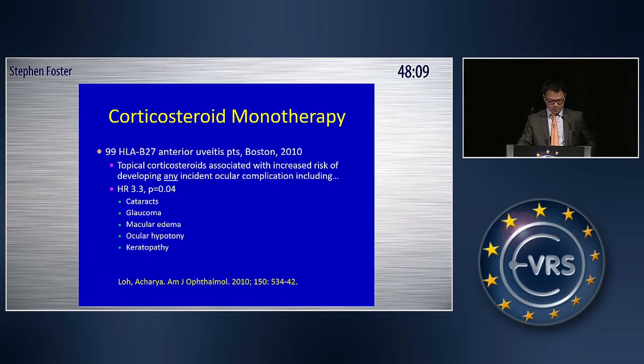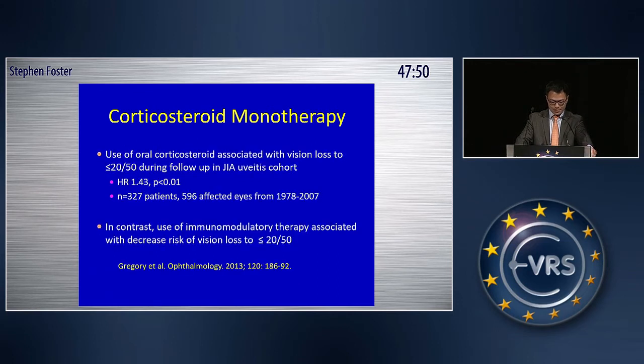So here's just a couple more papers. Sorry, there's a typo here. This is not actually a paper from Boston. It's a paper from UC San Francisco. They looked at 99 HLA-B27 anterior uveitis patients. They found that topical steroid was associated with 3 times the risk of developing these conditions. And use of oral steroids can be associated with vision loss worse than 20/50 in a JIA uveitis cohort, and that's looking at almost 30 years of data. But on the contrary, immunosuppressive therapy is associated with decreased risk of vision loss.